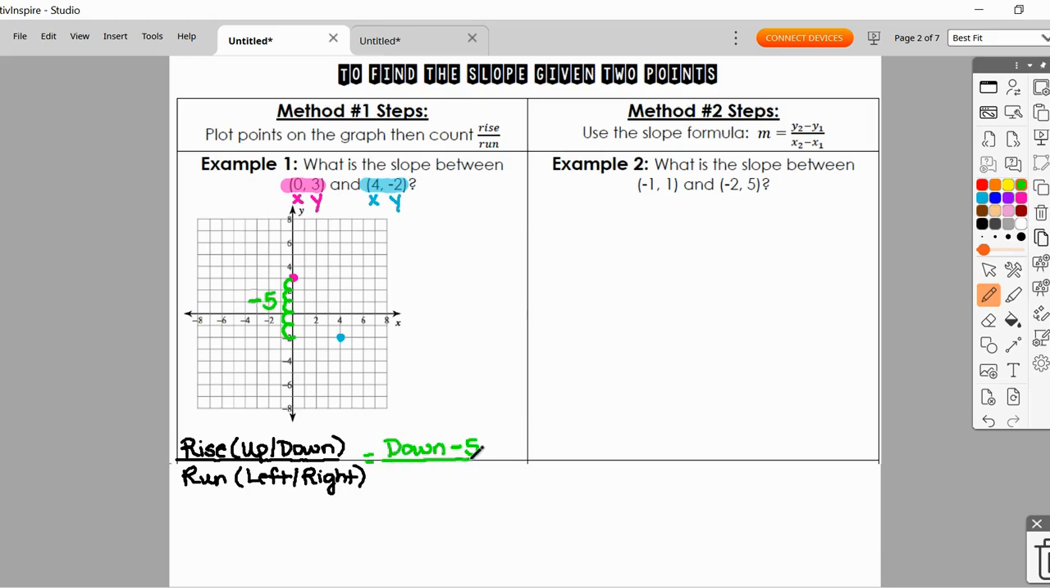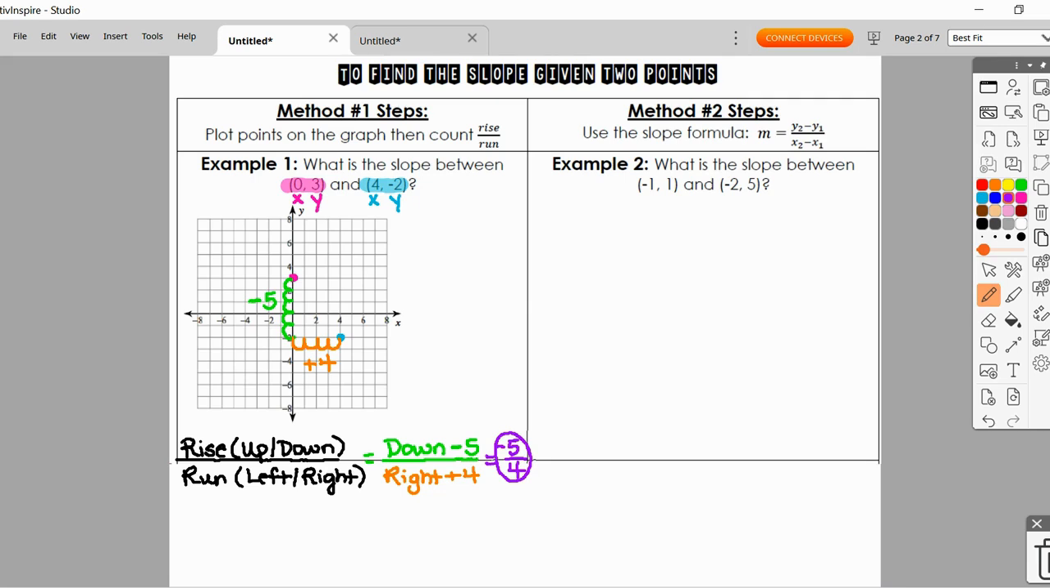In the denominator, I'm going to go ahead and put my run, which is going to be running to connect to the next point. 1, 2, 3, 4. I went to the right 4. Notice on my x-axis, those numbers are getting more positive. So right is going to be a positive movement. From here, I just take the actual numbers to write my final answer, which is going to be my slope of -5 over 4.